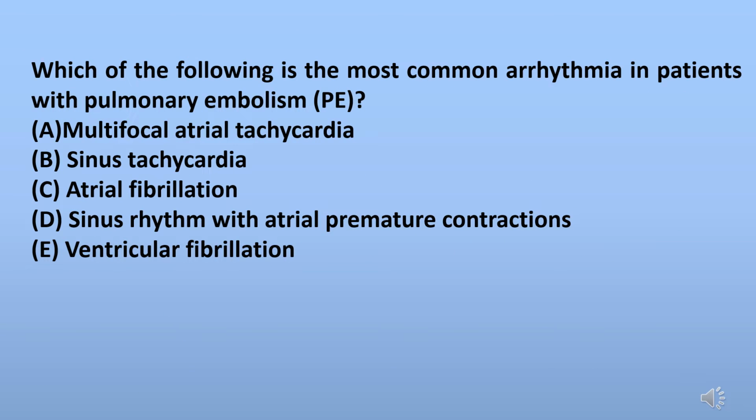Which of the following is the most common arrhythmia in patients with pulmonary embolism? A. Multifocal atrial tachycardia. B. Sinus tachycardia. C. Atrial fibrillation. D. Sinus rhythm with atrial premature contractions. E. Ventricular fibrillation.